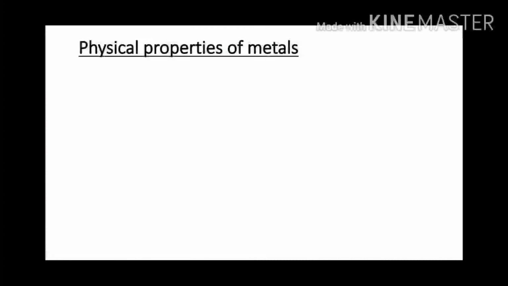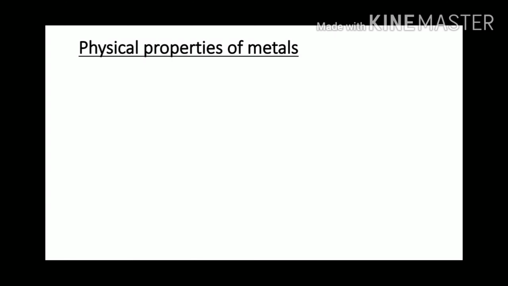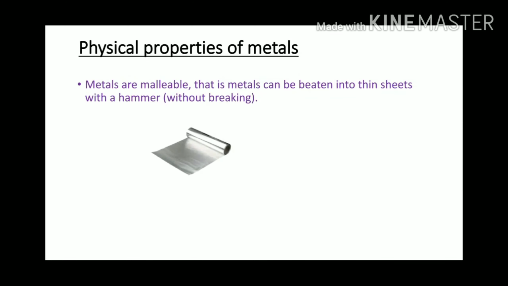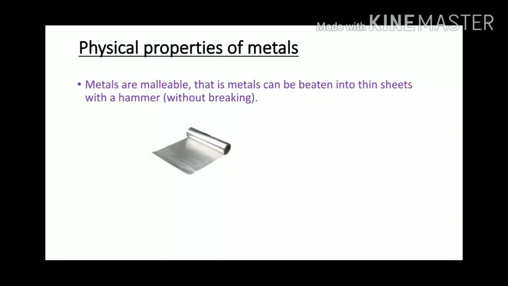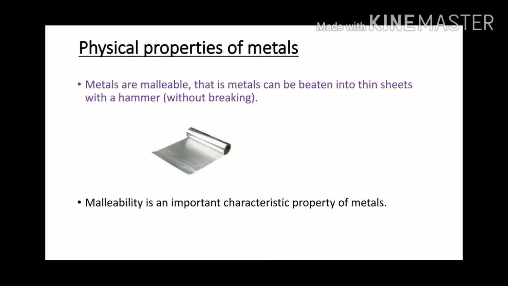Let us discuss the physical properties of metals. Metals are malleable, that is, metals can be beaten into thin sheets with a hammer without breaking. Malleability is an important characteristic property of metals. Gold and silver metals are some of the best malleable metals.